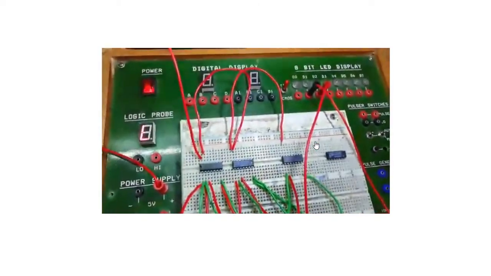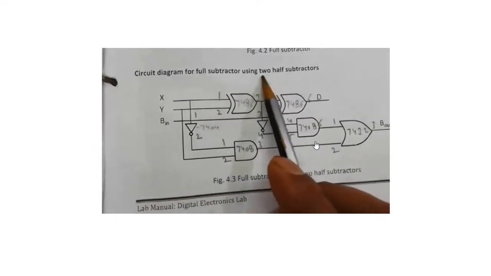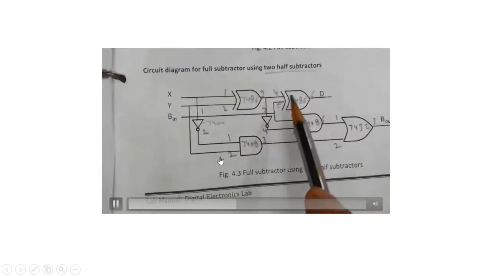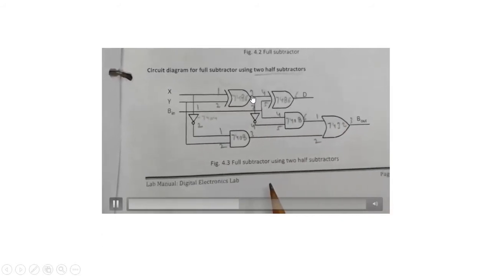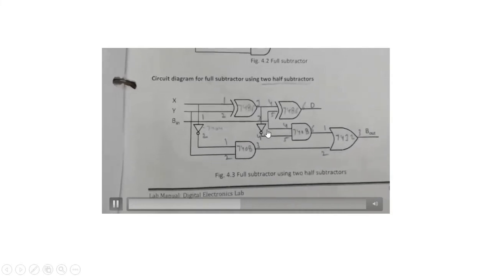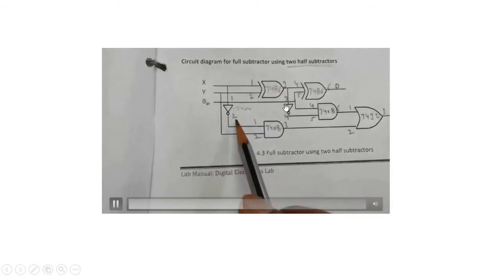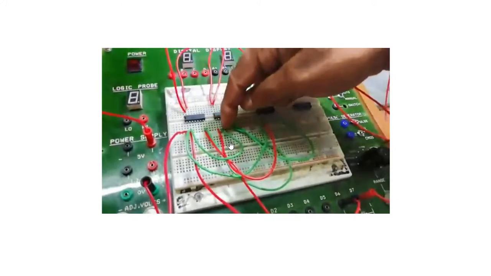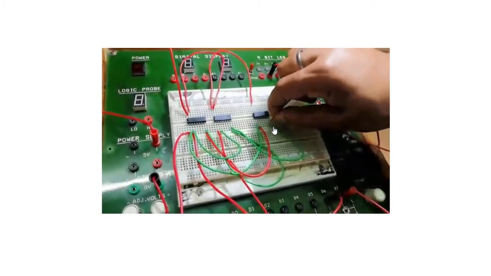Now we will go for the full subtractor. This much we have implemented, the half subtractor circuit. Now what we have to do is give the third output, which we were using as the difference in the half subtractor, through a NOT gate. NOT gate 1 and 2 we have already used, so we will use NOT gate 3 and 4.